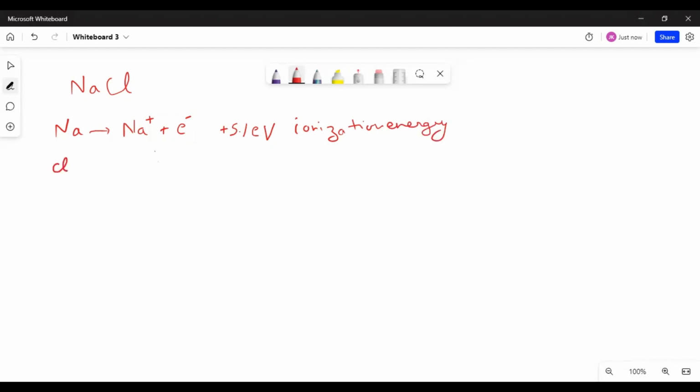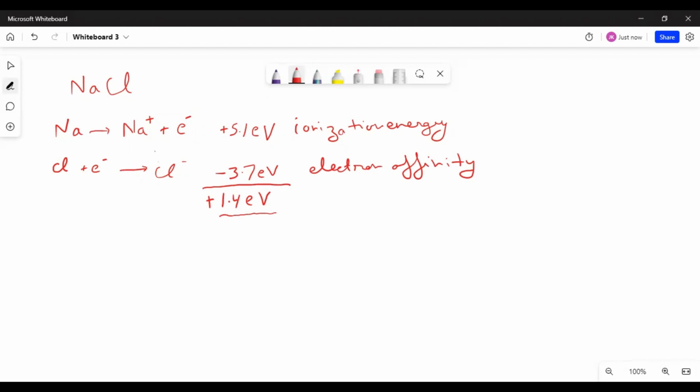Likewise, we have a chlorine atom. It takes one electron and becomes a chloride ion, and this in turn releases energy, so we write it as a negative. This energy is known as electron affinity. If we combine these, or sum up, we will get 1.4 electron volts of energy, and that too is positive.